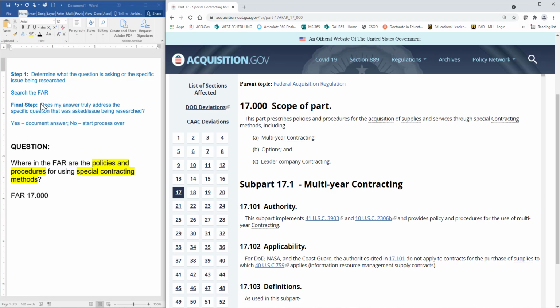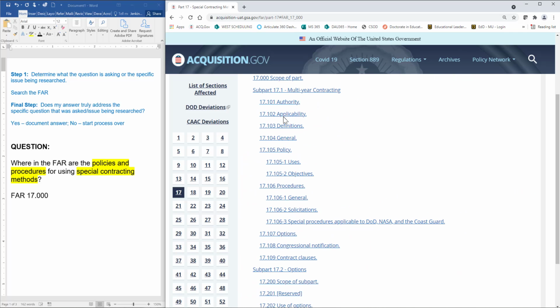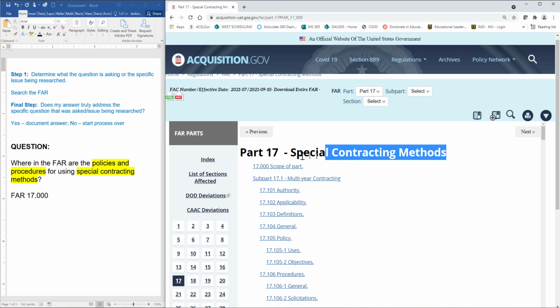Now let's go back to this step. Does my answer truly address the specific question that was asked or issue being researched? Well, where in the FAR are the policies and procedures for using special contracting methods? I mean, this is talking about the policies and procedures, and it says this part prescribes. So when it says this part, is it talking about this right here? Or what is this part referring to? This part is actually referring to the entire part itself, right? So this is referring to the whole part, special contracting methods.